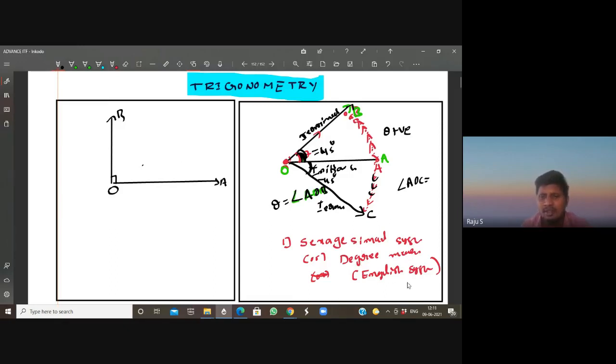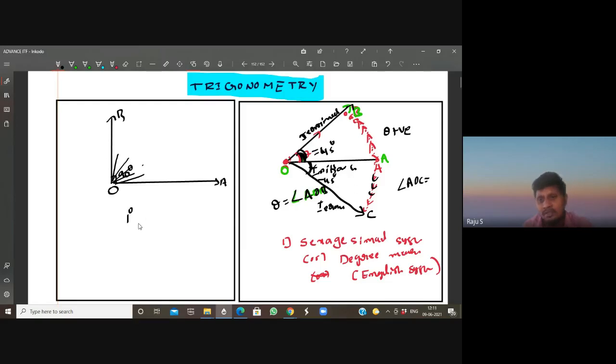Okay, the degree system, sexagesimal system, degree measure or English system means that in this system the right angle, here 90 degrees, can be divided into 90 equal parts. Each part is called a degree. You divide this right angle into 90 equal parts, and each part is given by 1 degree. This denotes the degree.